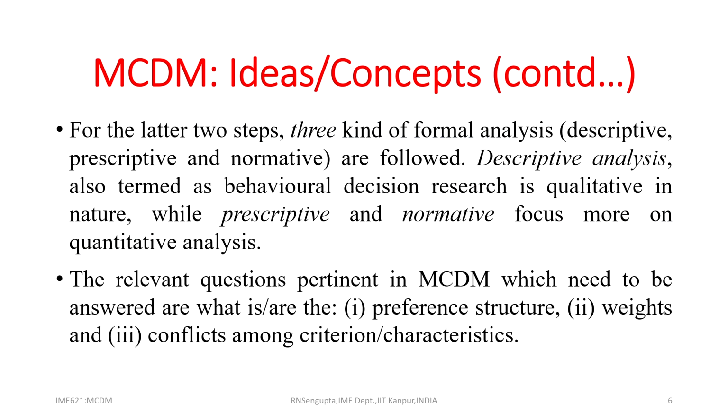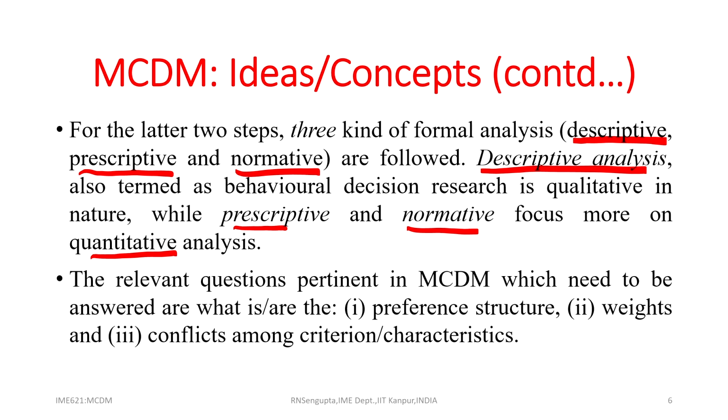For the later two steps, which is basically choosing and ranking, 3 kind of formal analysis are there, and those are descriptive in nature, prescriptive in nature, and normative in nature. The descriptive analysis basically also is termed as the behavioral decision research and is qualitative in nature, while prescriptive and normative are more quantitative in nature. So, we will try to analyze both of these type of problems, where quantitative techniques as well as qualitative techniques would be utilized to make a decision of the alternatives based on the different type of criteria which is there for each alternative.